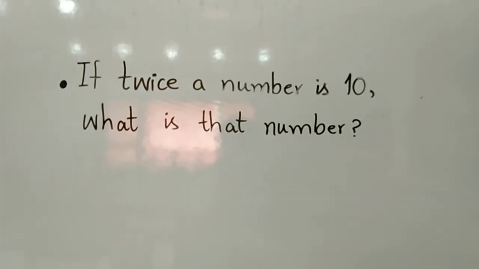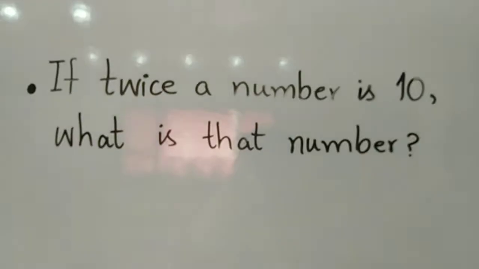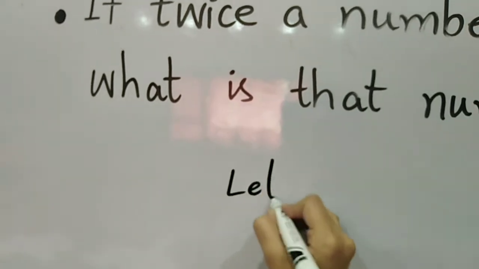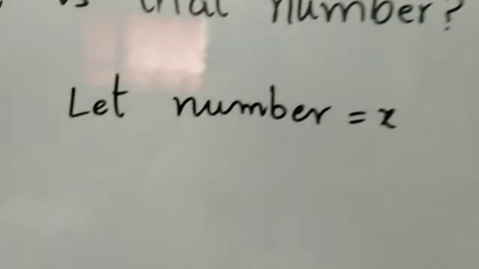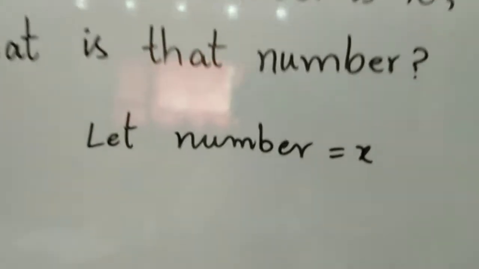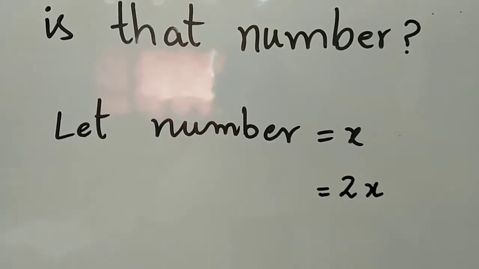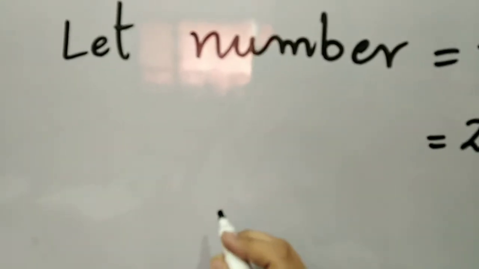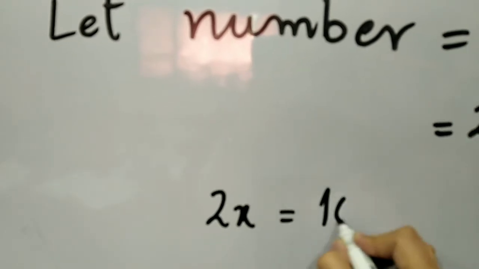Now again we have a simple problem: if twice a number is 10, what is the number? Again we have to let some number. Let the number be equal to x. Now the next condition is that twice a number means 2 times, so that is 2x. So if twice a number is 10, according to the condition, 2x will be equal to 10.